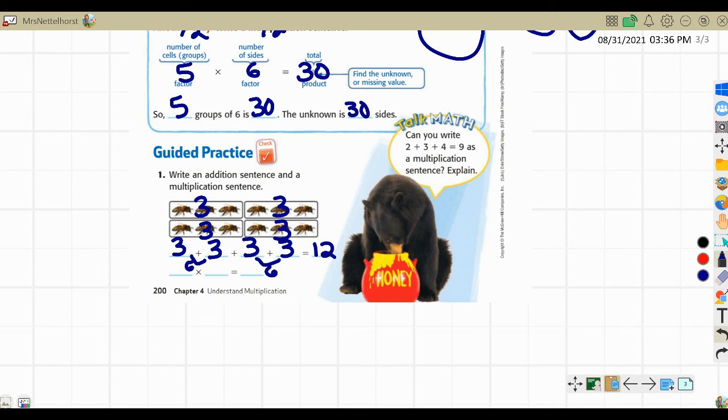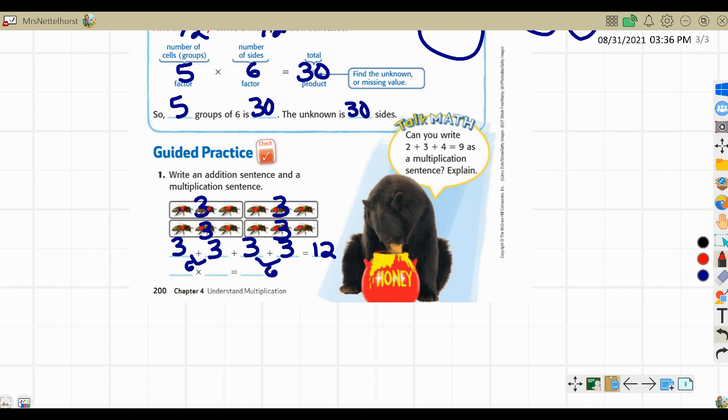I can also count them. Okay, if I don't want to do all that adding, I can go 1, 2. Oops, I meant to do it in red. Try that again. 1, 2, 3, 4, 5, 6, 7, 8, 9, 10, 11, 12. So there's 12 bees total.